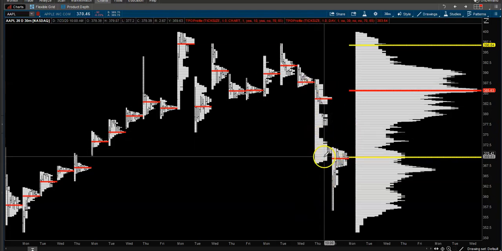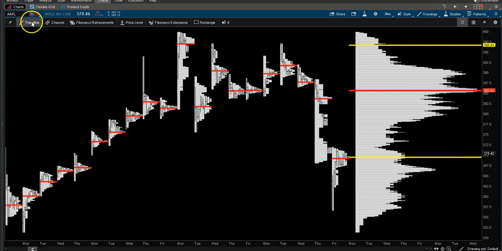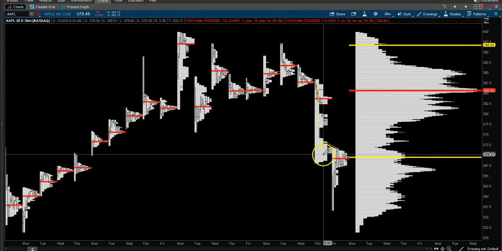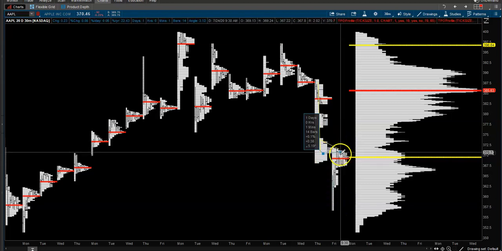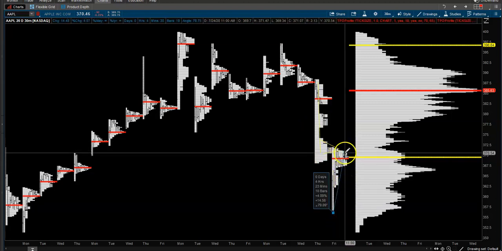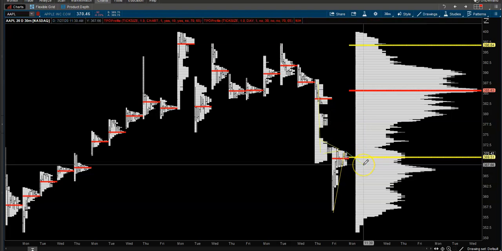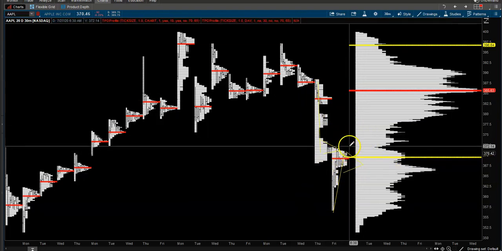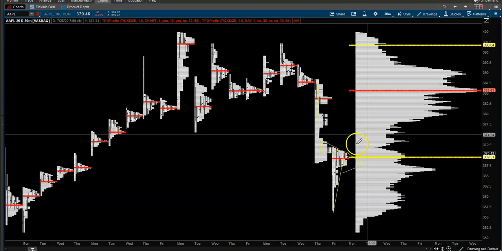B formations right here is more of a bearish pattern, right? So you have the B there, and then you have a P here, right? So bearish, bullish, maybe more upside.